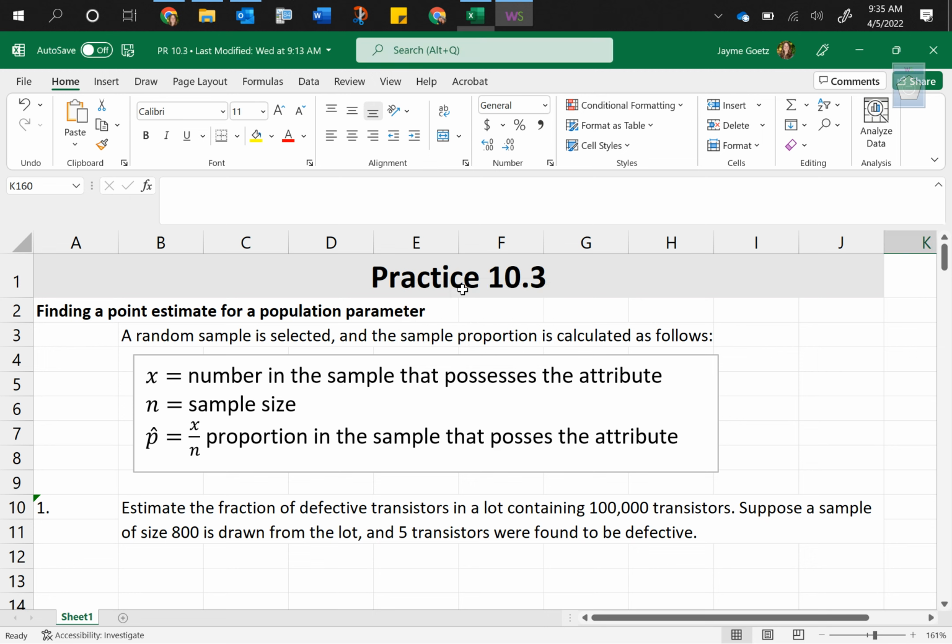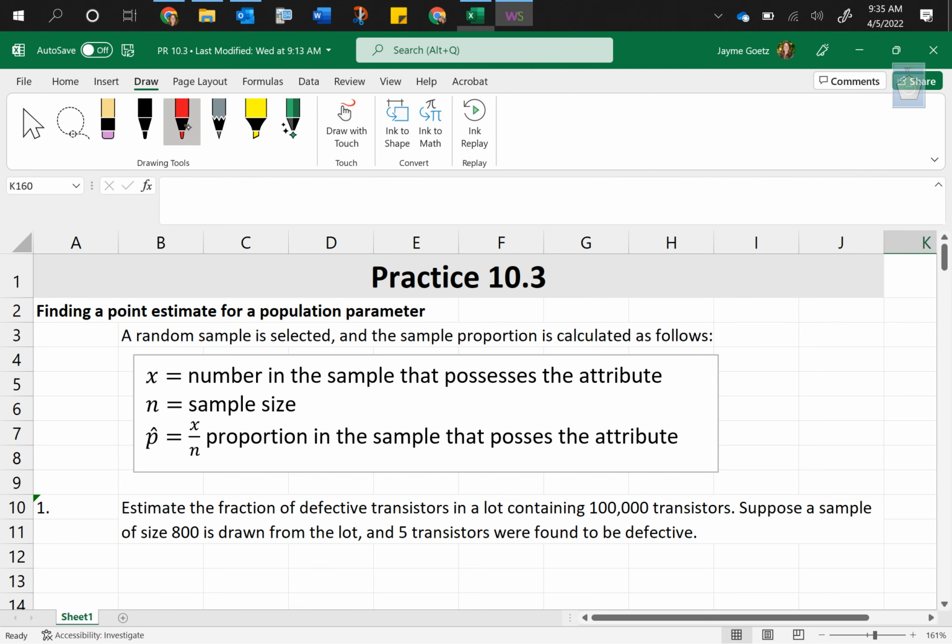Okay, so the first thing we're going to talk about is finding a point estimate for a population parameter. A random sample is selected and the sample proportion is calculated as follows. Guys, this really is nothing you are not familiar with. Don't you remember the probability of finding something is what you want over the total? The same thing with the proportion.